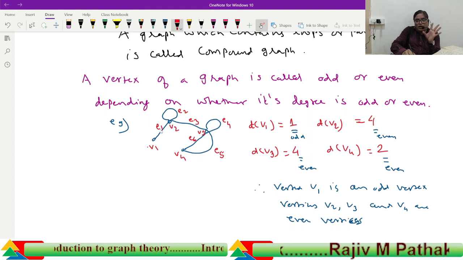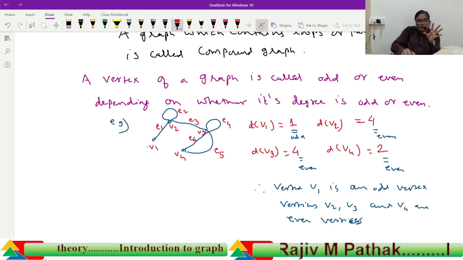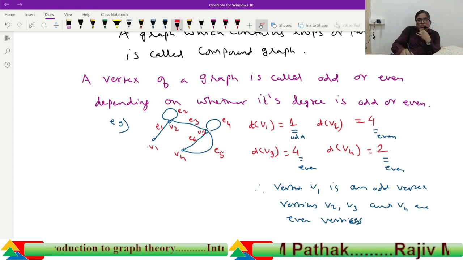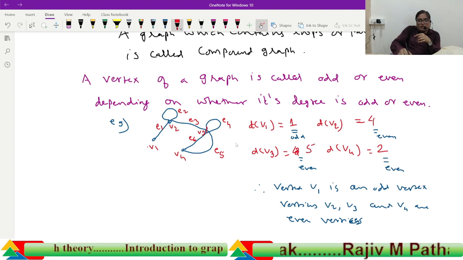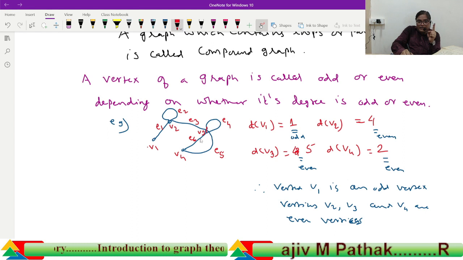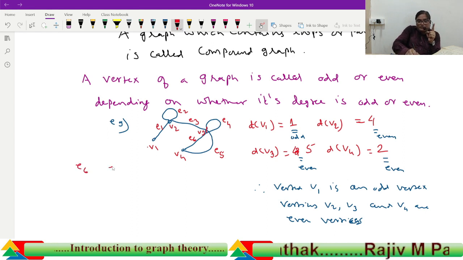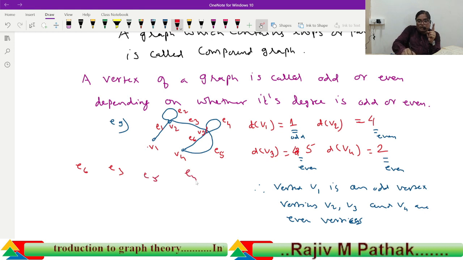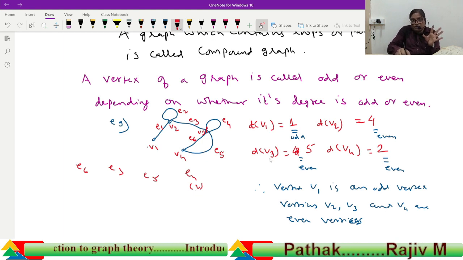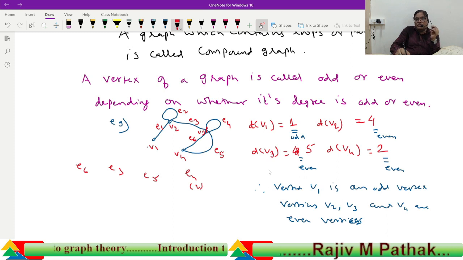So the degree of V1 is 1 clearly. The degree of V2 is 1, 2 and 2 more, that is 4. The degree of V3 is 1, 2, 3, 4. And V4 is 1 plus 1, that is 2. So 2 plus 4 is 6, plus 4, there is one more required here. This is a loop, so a loop is counted twice. So the degree of V3 is 5. Check this: how many edges are incident with V3? Edge E6, edge E3, edge E5, and the loop E4, that is 2. So 1 plus 1 plus 1 plus 2, that is 5. Understood? That was the mistake we made while calculating the degree of V3. So the degree of V3 is equal to 5.